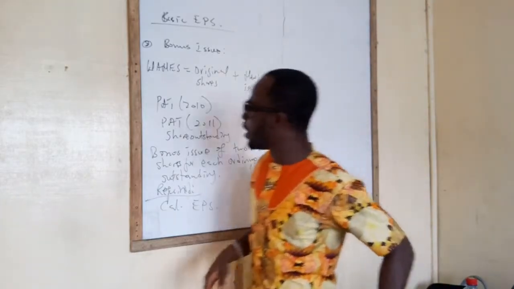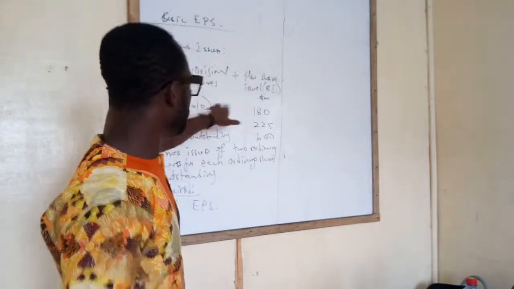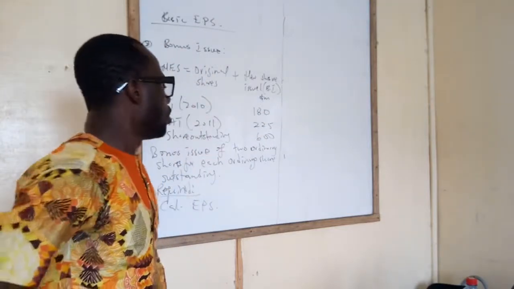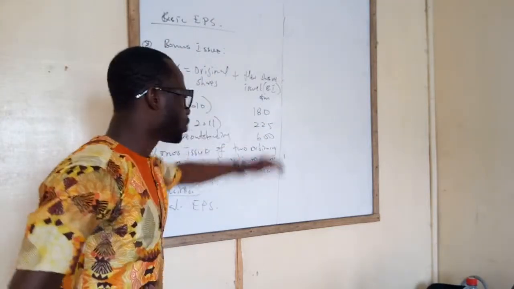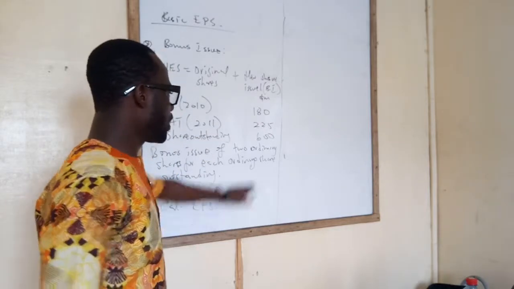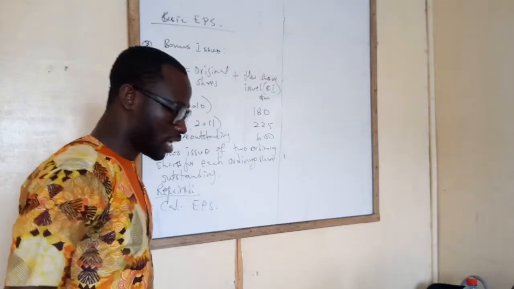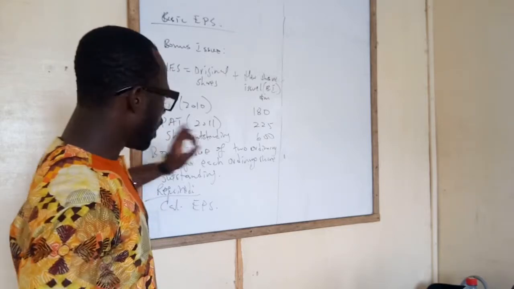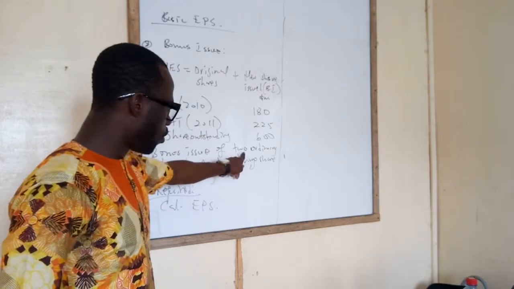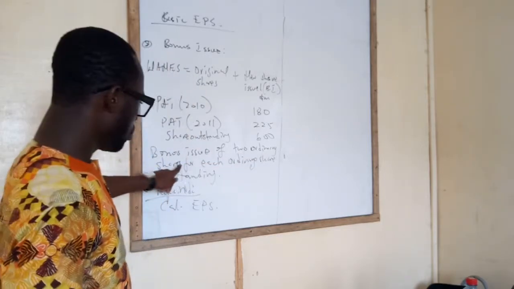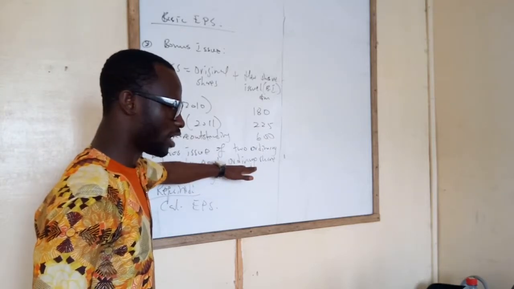So what are we seeing here? We are given the profit for 2010, profit for 2011. We are given the ordinary shares to be $600. And we are told that there is a bonus issue of what? Two for every what? One.